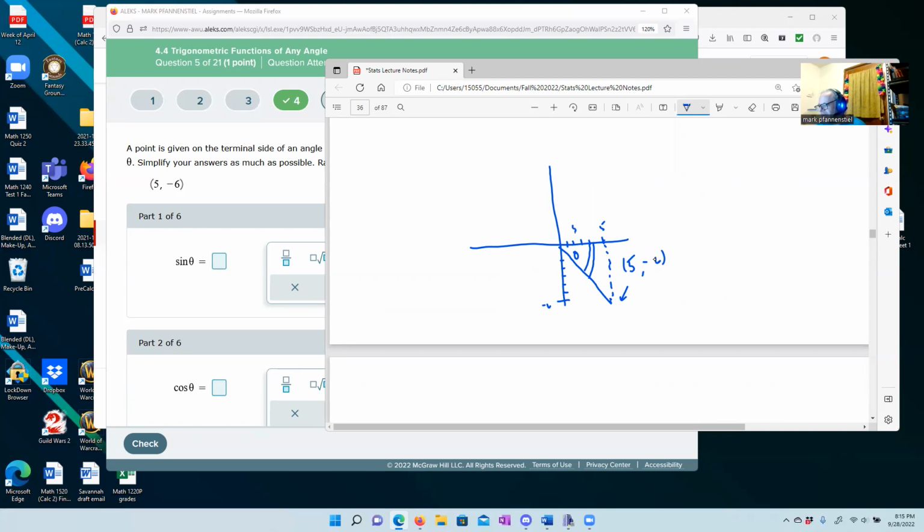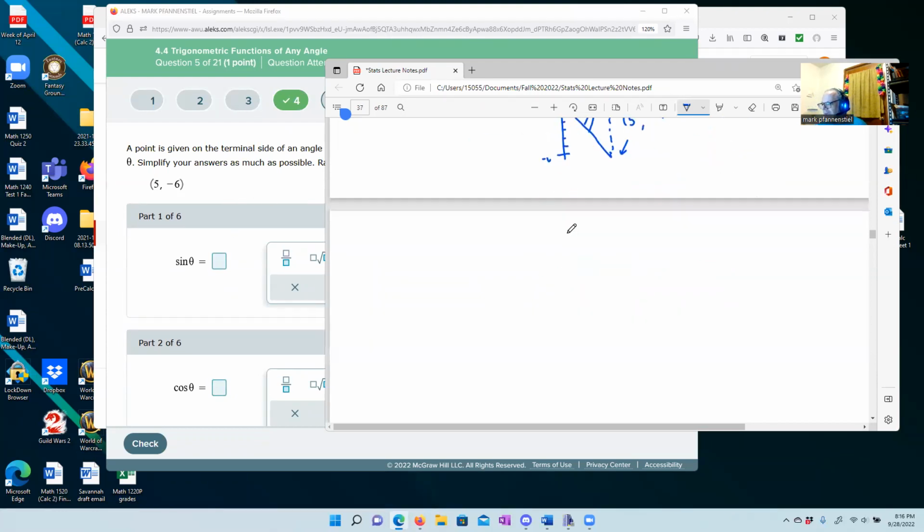So we have an adjacent side of 5, opposite side of 6, negative 6 really, and we need to figure out what's our hypotenuse here. So c squared is equal to a squared, 5 squared, plus 6 squared, technically negative 6 squared, but once you square it, it's going to be a positive number. Add that together, and that's going to be 41 or something. So that's equal to c squared. So c would be square root of 41. Okay, assuming my arithmetic is good.